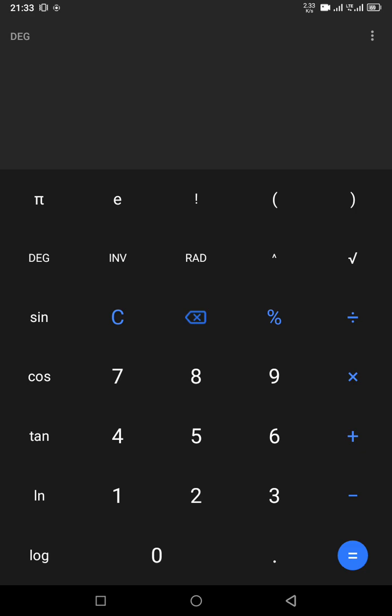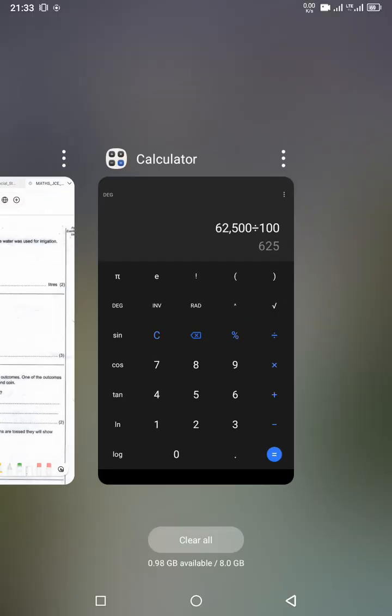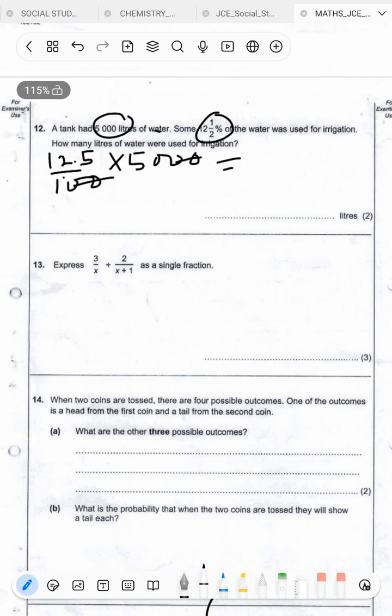I thought I had it all worked out here. All right, 12.5 times 5,000, we get that, divided by 100. 625. Okay, we get 625 liters. How many liters of water were used? 625 liters. That is the answer there.